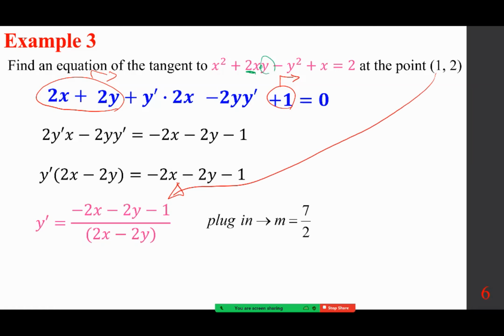So let's quickly show everybody. So minus 2 times x, which is 1, minus 2 times y, which is 2, minus 1. And the denominator is 2 times x, 2 times 1, minus 2 times 2. So the numerator is negative 7, the denominator is negative 2, so it becomes a positive 7/2.